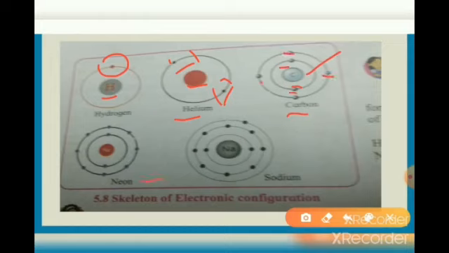Now if you see neon, in the K shell you will see 2 electrons, and in the L shell you will see 8 electrons. Then if you see sodium, you will see 2 electrons in the K shell, then 8 electrons in the L shell, and in the M shell you will see only 1 electron.